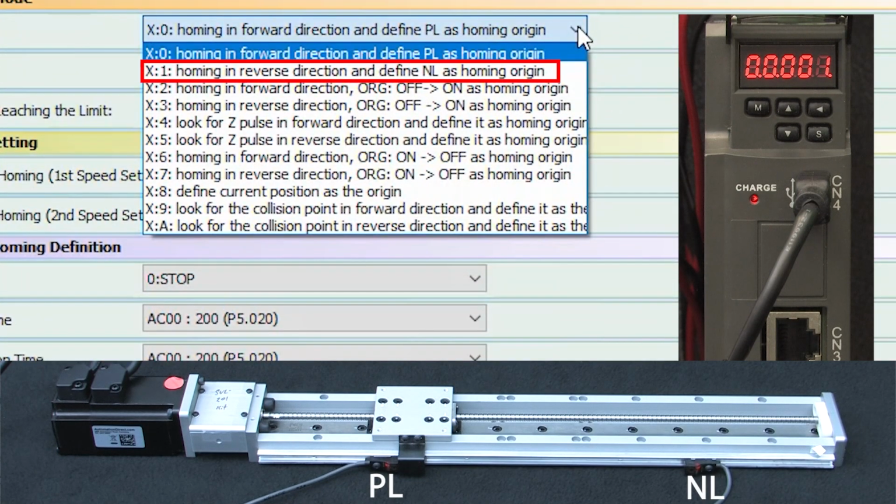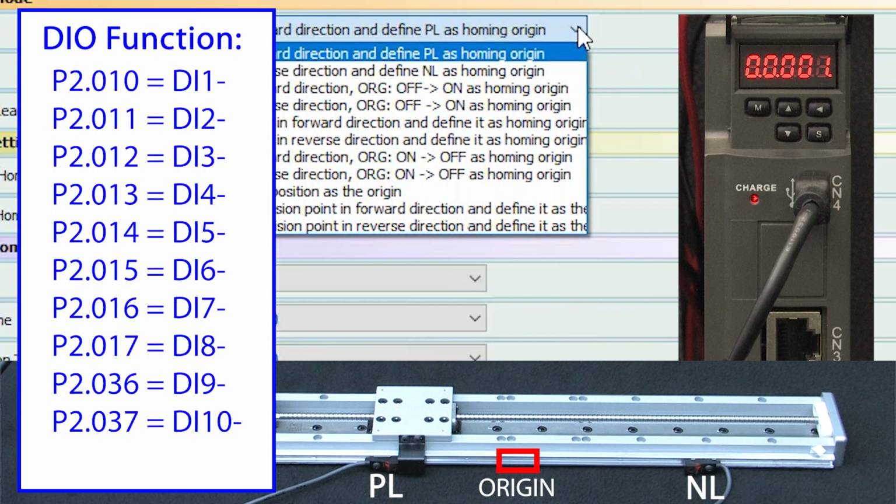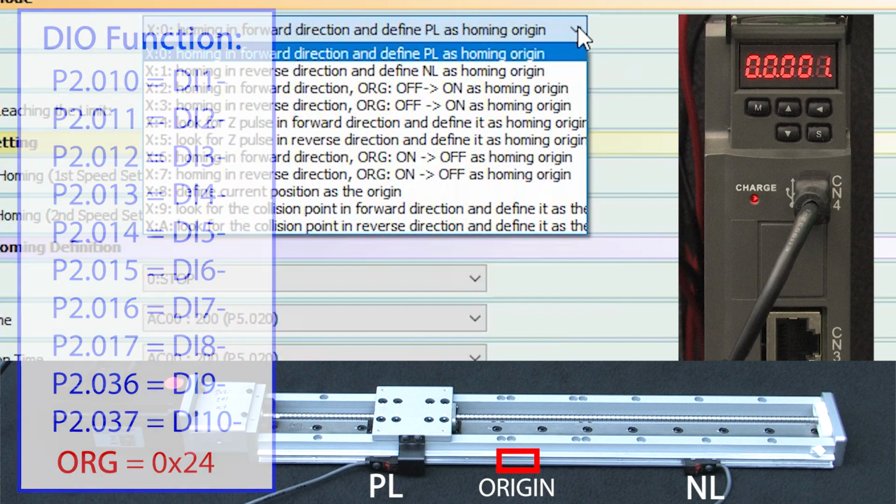You can do exactly what we just did, except head in reverse direction until you see the negative limit. Most of the time, though, you'll want to avoid hitting the limit sensors and instead add a third sensor to mark the origin. You would put that third sensor where you want the origin to be, wire it to digital input, and assign that digital input the origin code. These are the parameters that control the digital input's function. So you would assign a 24 hex to the digital input you wired the sensor to.